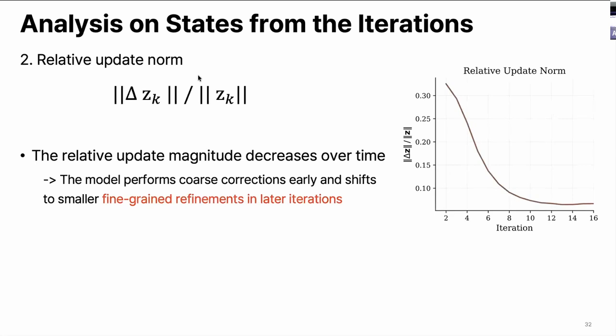Second, they measure the relative update norm, where they divide the norm of the difference of hidden state by the norm of the hidden state itself. And this value is large in early iterations and decreases over time. This means the model makes big changes at the beginning, then smaller changes later. This supports the coarse-to-fine interpretation. Early iterations perform large geometric corrections, later iterations perform fine-grained refinement.